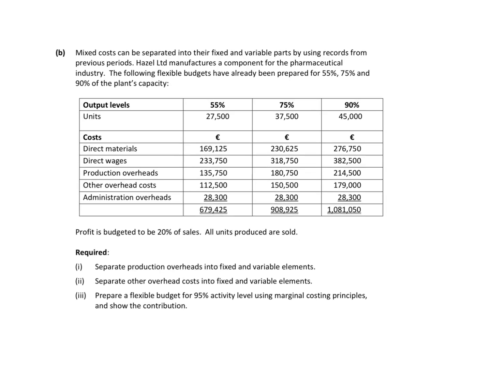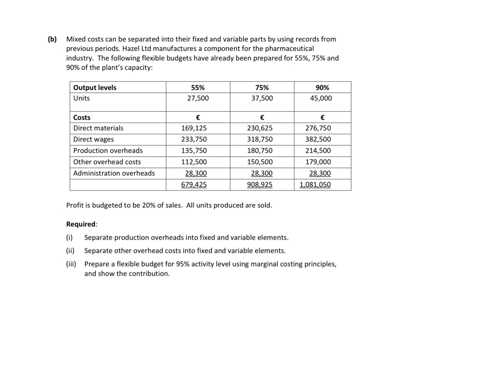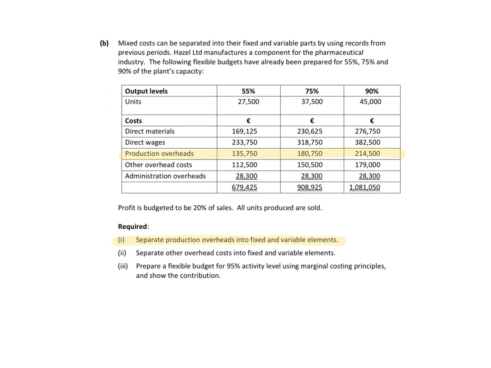Okay, now we can move on to part B of the question. So let's take a read. So mixed costs can be separated into their fixed and variable parts by using records from previous periods. Hazel Limited manufactures a component for the pharmaceutical industry. The following flexible budgets have already been prepared for 55%, 75% and 90% of the plant's capacity. So first part of this is asking us to separate production overheads into fixed and variable elements. So just a quick recap on the different types of costs, okay?